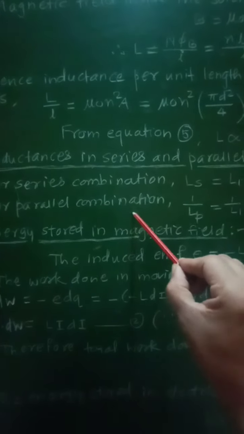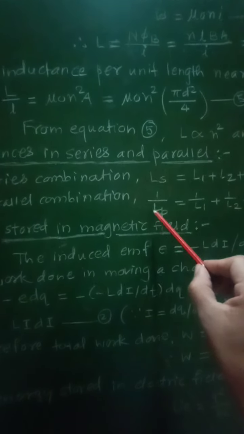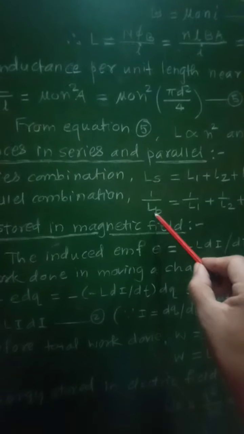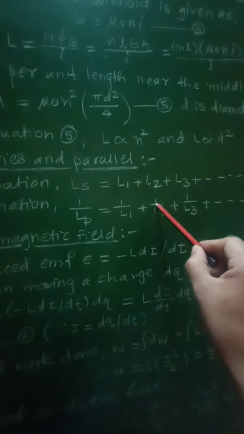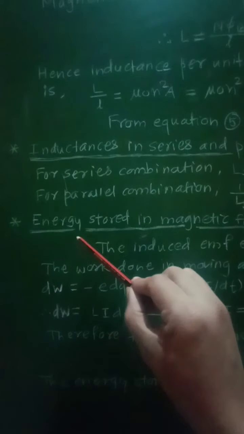Similarly, when the inductances are connected in parallel, then the effective or resultant inductance LP is given as 1 by LP equal to 1 by L1 plus 1 by L2 plus 1 by L3 and so on. This is similar to resistances in parallel. So in this way, inductances can be connected in series as well as parallel, similar to resistances. Now let us see the next point, that is energy stored in the magnetic field.